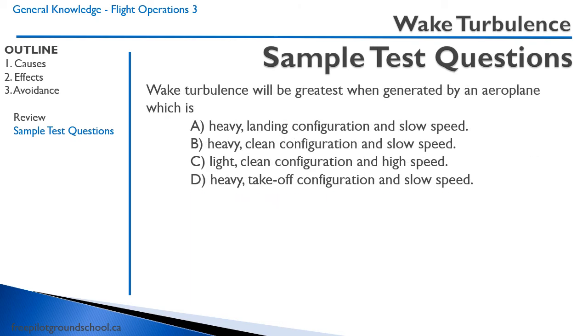Wake turbulence will be greatest when generated by an airplane, which is, so remember, it's directly proportional to the lift. When is an aircraft producing the most lift? Well, when it is heavy, when it's clean, taking off, and it's slow speed. B is correct.